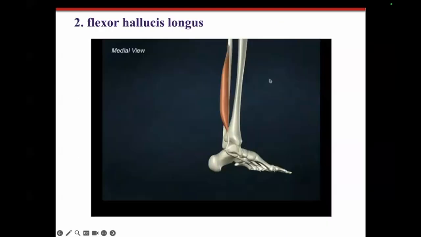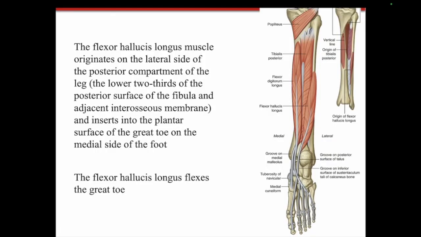Not a very important function. And the flexor hallucis longus is a muscle that goes all the way to the big toe, the hallux. And like the name says, it is a flexor of the hallux.